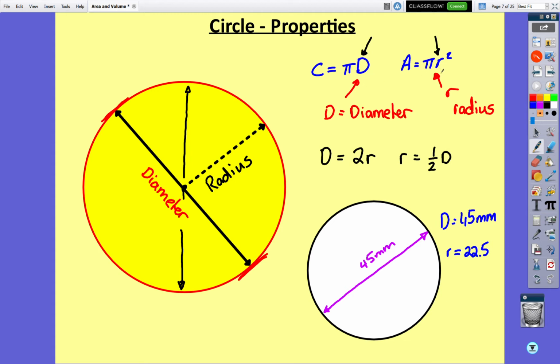Sometimes you need to use the radius in the equation, and the diagram will give you the diameter. Vice versa, sometimes you need to use the diameter to calculate the circumference, and the diagram will give you the radius. So you need to be able to use both. Okay, so let's have a look.